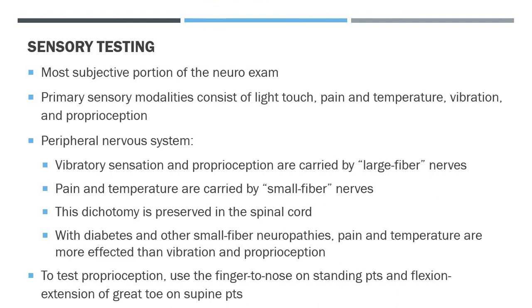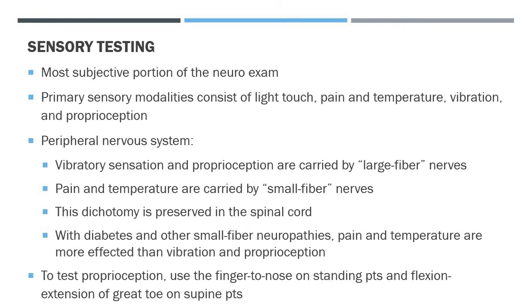So basically light touch, pain and temperature, those are going to be carried on different peripheral nerves. Like their shape is going to be different. And then things like vibration and proprioception. Proprioception refers to actually knowing where your body is in its space. So think about if you close your eyes, can you actually touch your nose without looking at it with your finger, that sort of thing.